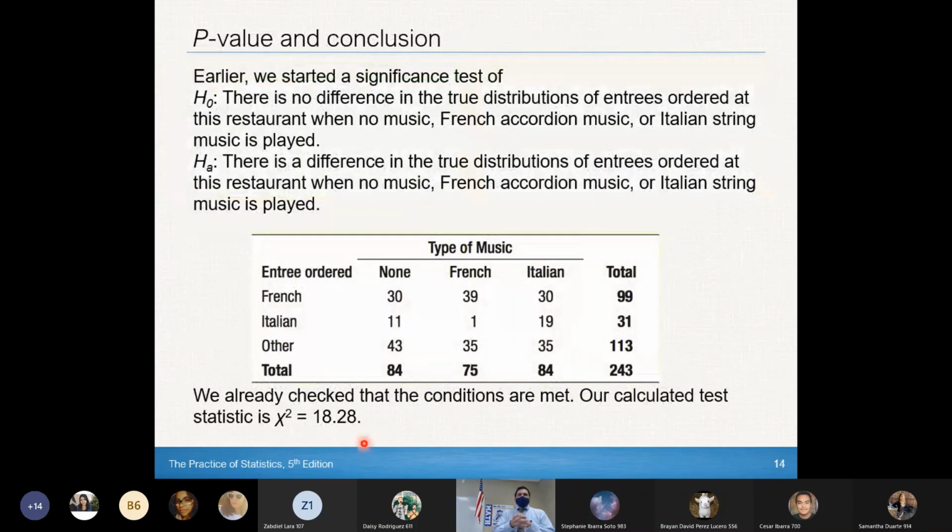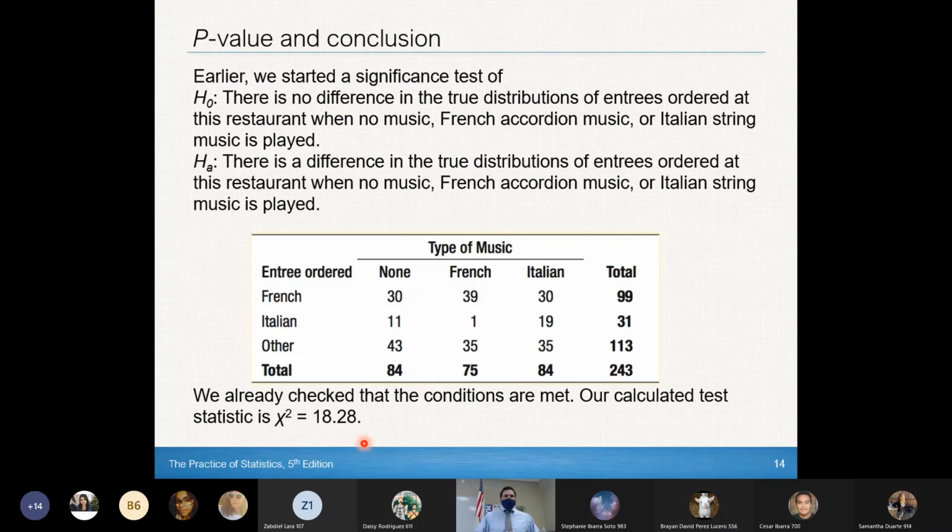All right, earlier we started a significance test of the null hypothesis: there is no difference in the true distributions of entrees ordered at this restaurant when no music, French recording music, or Italian string music is played. The alternative is there is a difference in the true distributions of entrees ordered at this restaurant when no music, French recording music, or Italian string music is played.